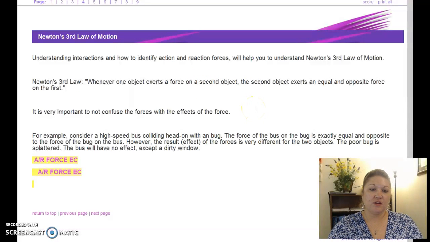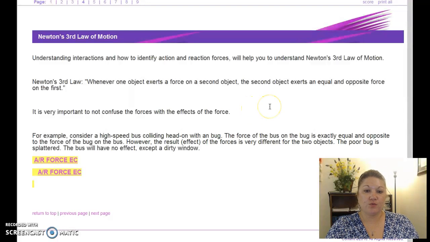Now, understanding those interactions and those action-reaction forces will help you understand Newton's third law a little better. So, in Newton's words, whenever one object exerts a force on a second object, the second object will exert an equal and opposite force on the first. Direction is key. Remember, forces are vectors, so the direction matters.